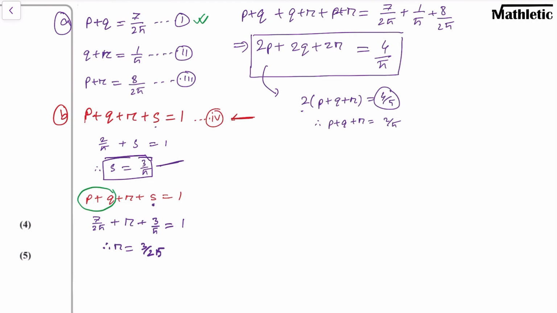Next, P plus Q plus R plus S equals to 1. So this time I will be replacing this part from equation 2. Q plus R is 1 by 5. So P plus 1 by 5 plus S. S is 3 by 5. So this is P, 1 by 5.